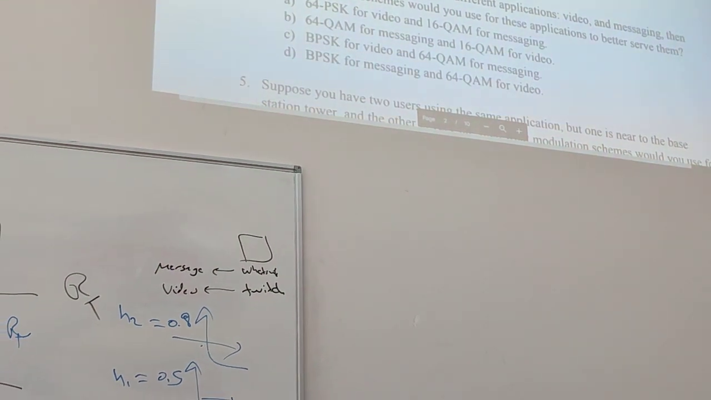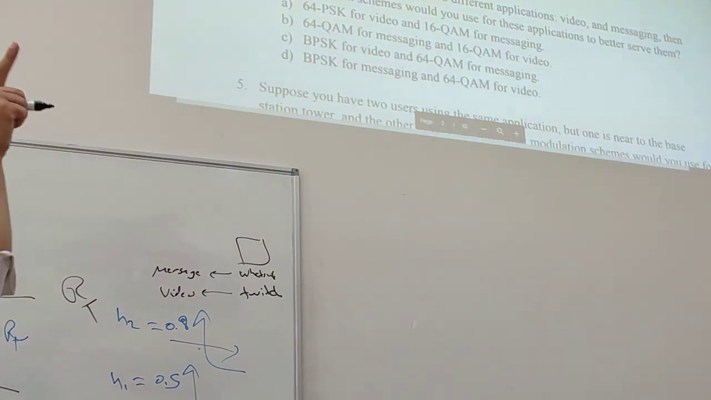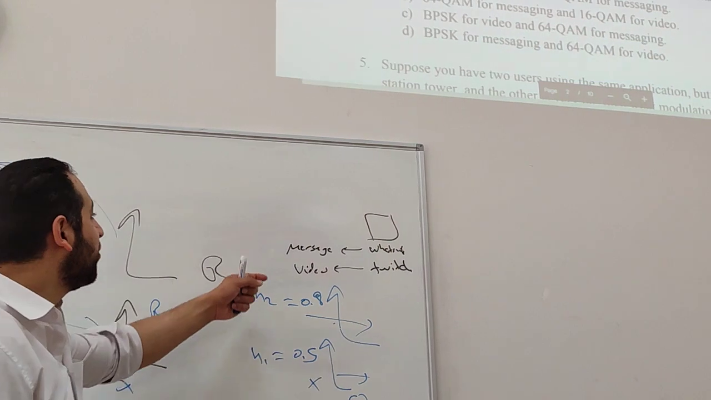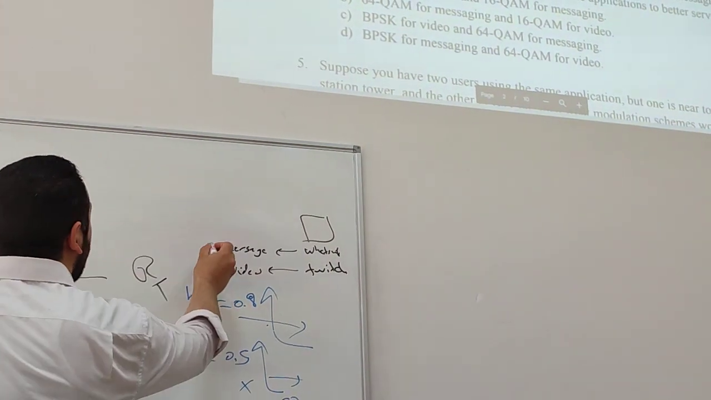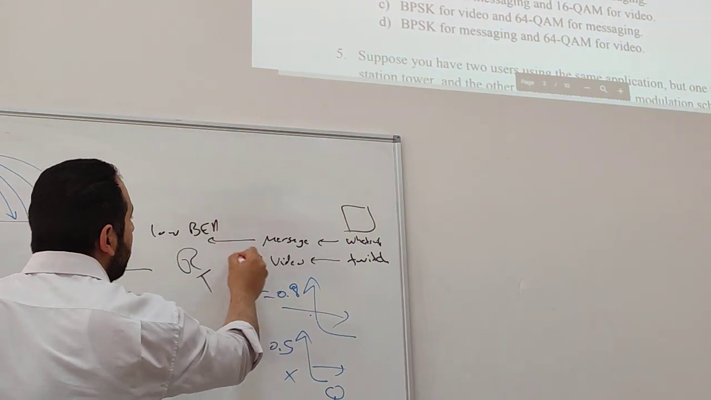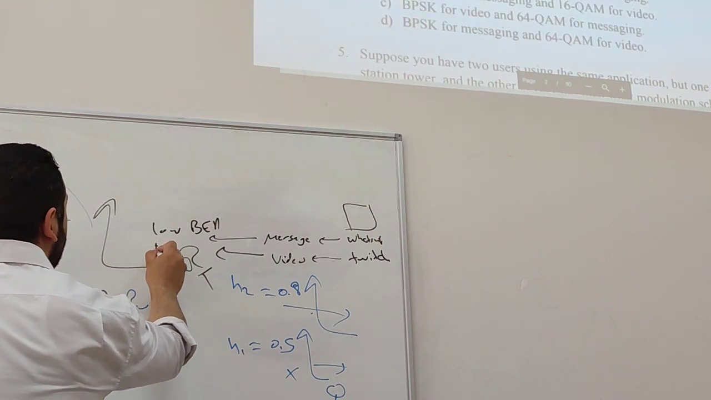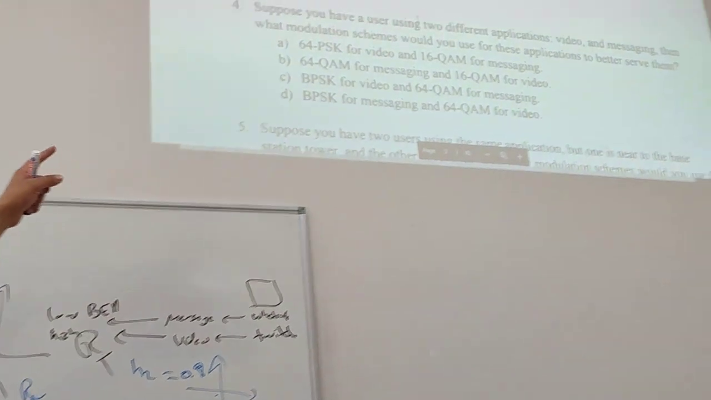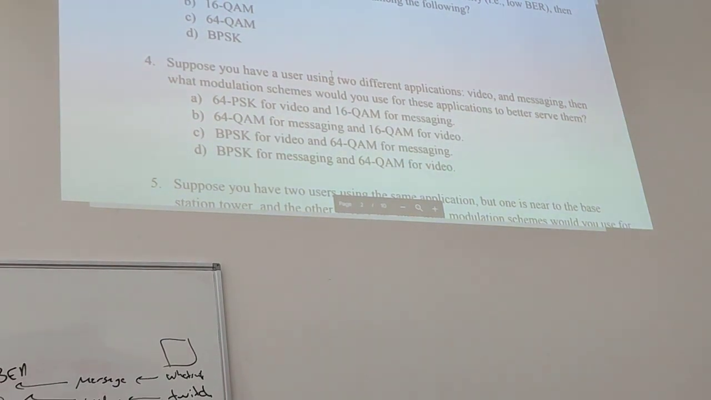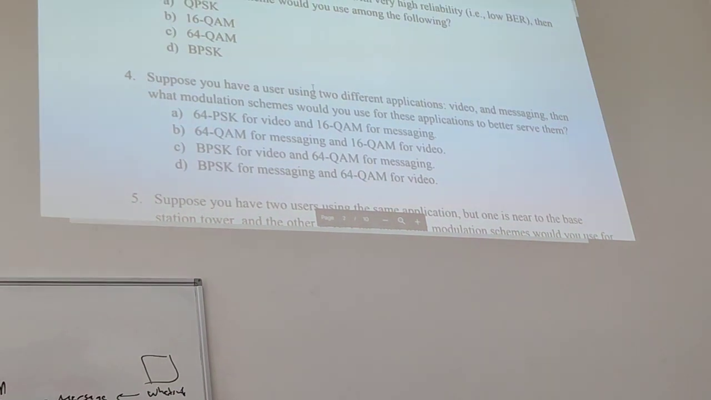But for video, no, video is not delay tolerant, video is not speed tolerant. If the video is just hanging around and not playing, it's a problem. So for message, I need reliability, low bit error rate. And for video, I need high internet speed, which means high data rate. So which 2 modulations can give me this? So it's D, obviously, BPSK for messaging, this is the optimal, and 64 QAM for video, or Twitch.